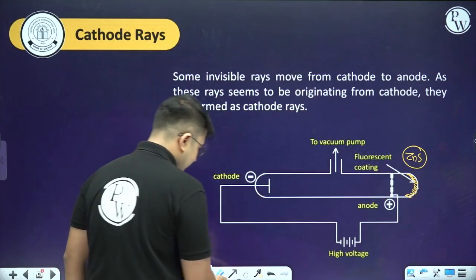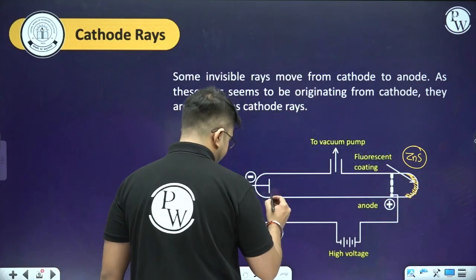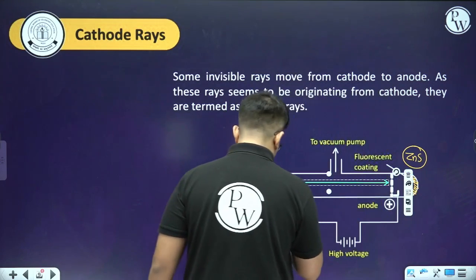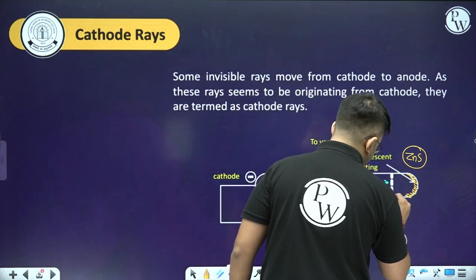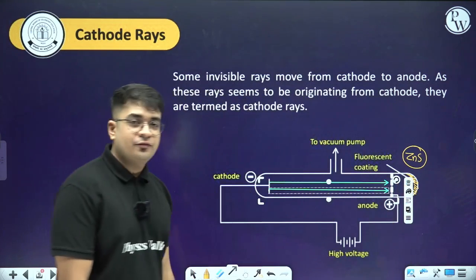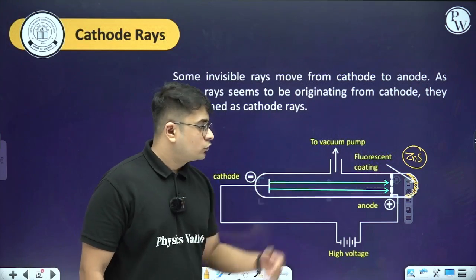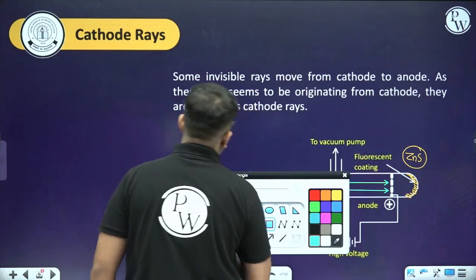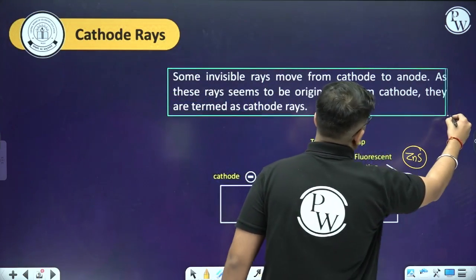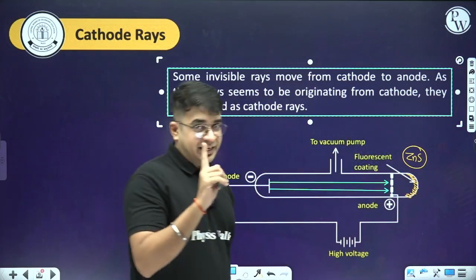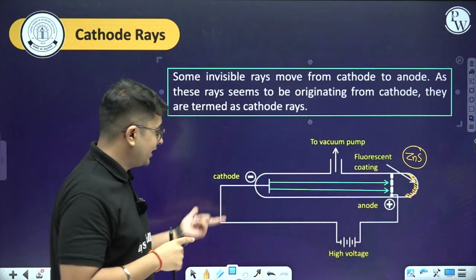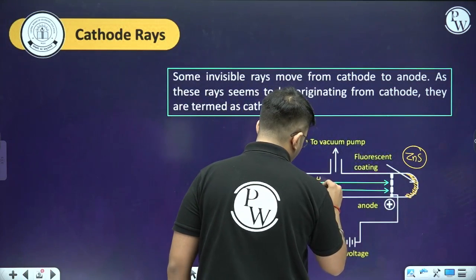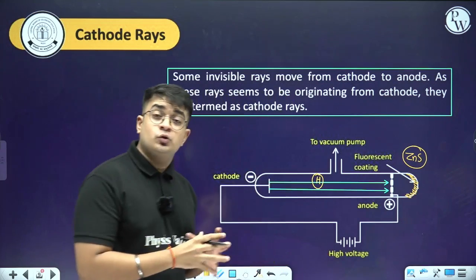But we know this idea is not true. They thought that these rays originate from the cathode and move towards the anode, so they termed them cathode rays. But in actual fact, they are not originating from the cathode; it is basically an atom of hydrogen which is splitting, or ionizing.